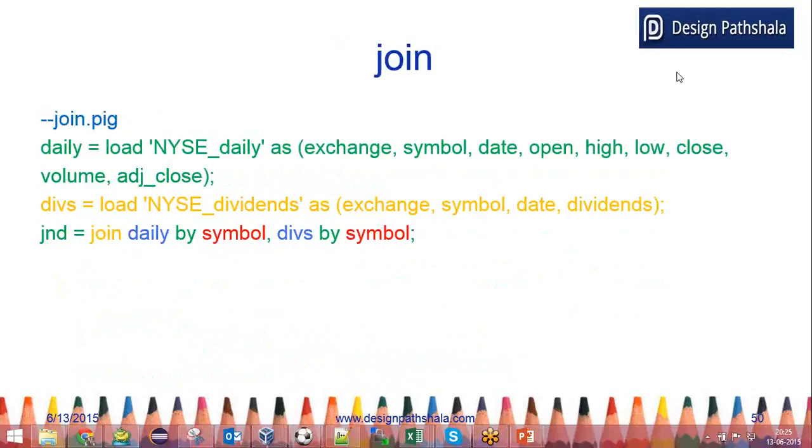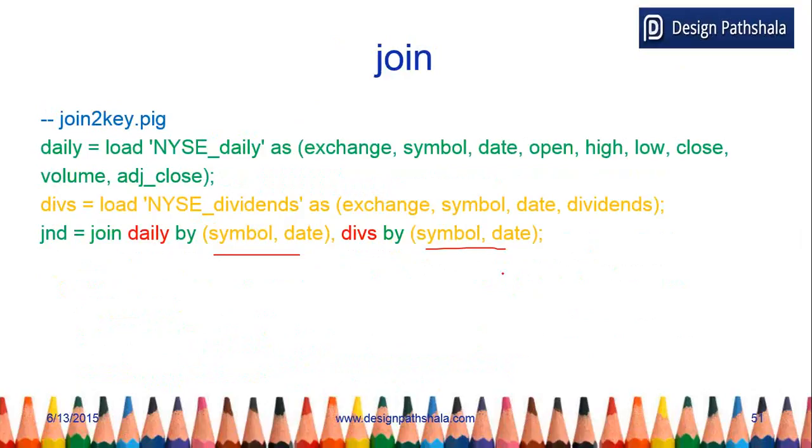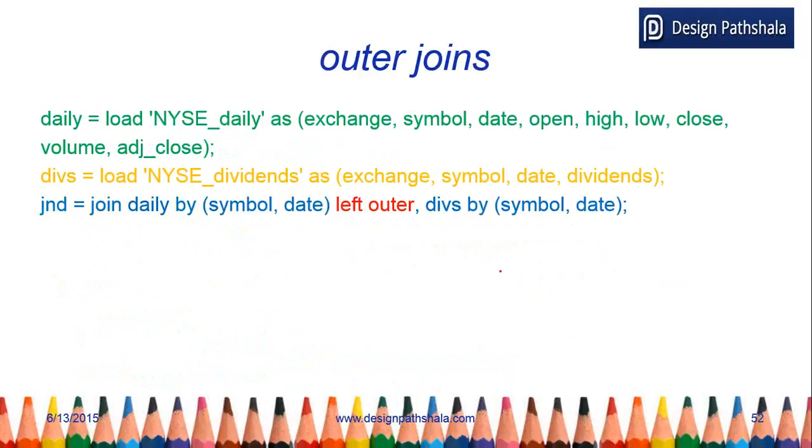Join, I just showed you joins. So join daily by symbol, divs by symbol. These are two operators I have loaded up, daily and divs, and I am joining them on this. So this is the inner join. If you want to join on more than one column, you can just say by and two columns. So this will join by two columns, so that the data will be inner joined on these two columns.